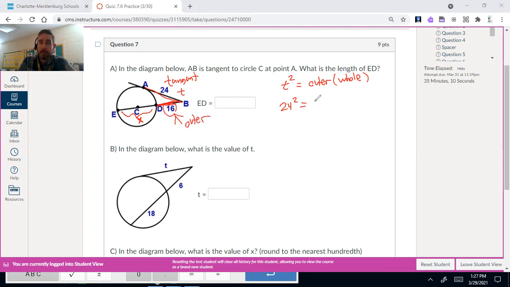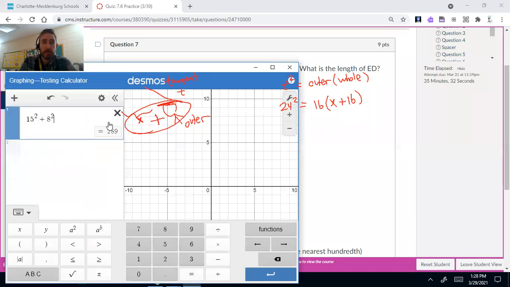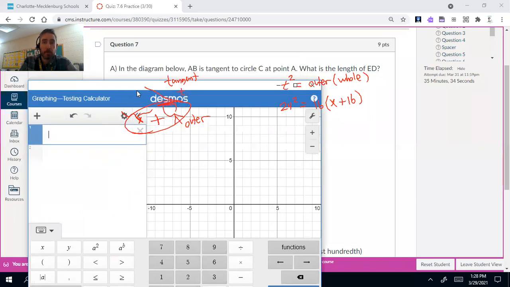So we say 16, and the whole thing is 16 plus x. So the sum of those is the whole secant. So you can do 16 plus x, x plus 16, doesn't really matter which order you add them, but that's your setup. See if you can solve that equation. 24 squared equals 16 times x plus 16. Pause the video if you need to so you can try it on your own.